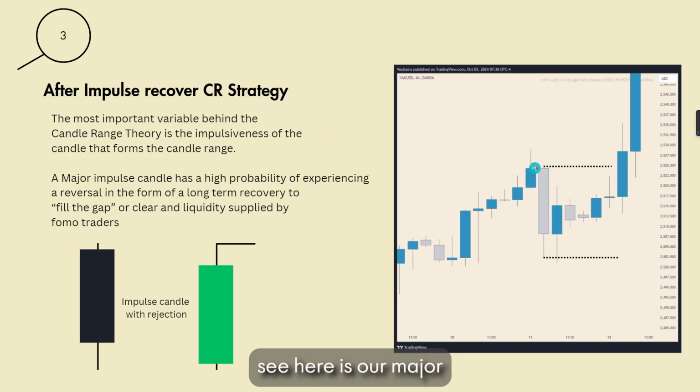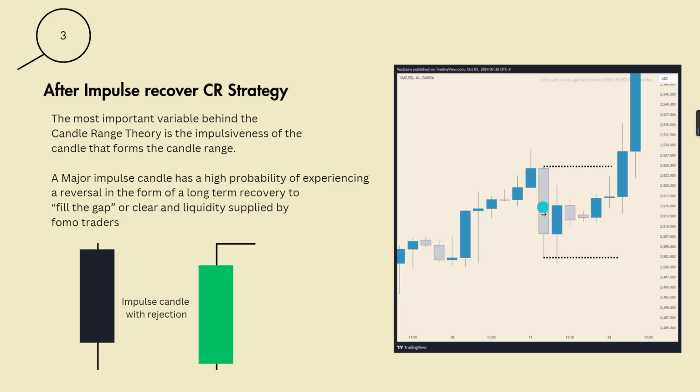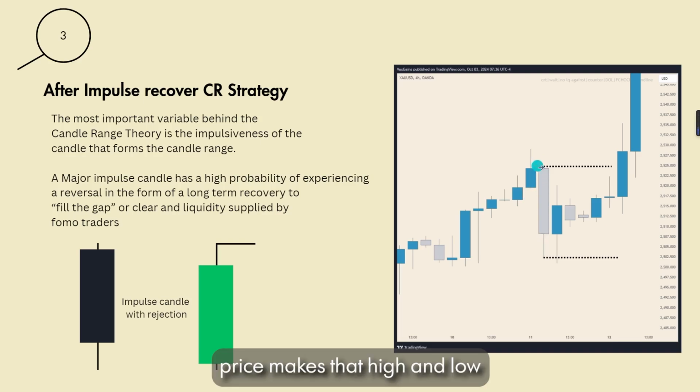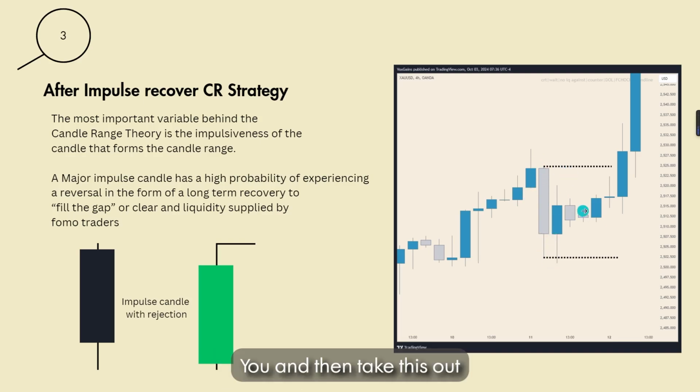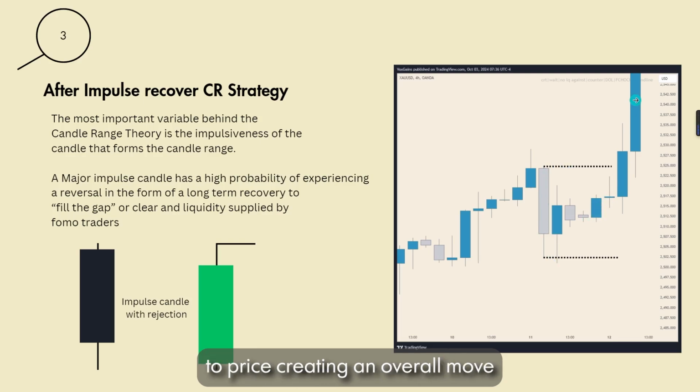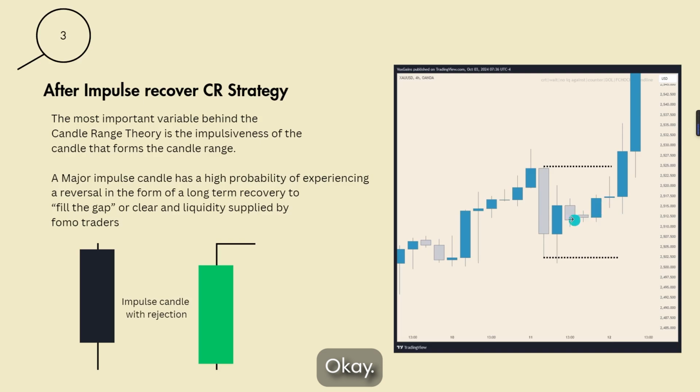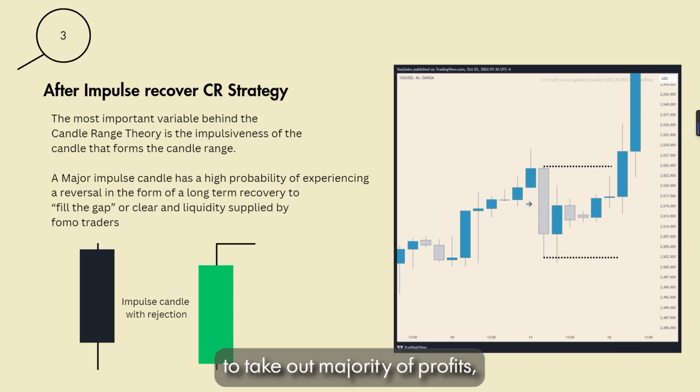So in this example, you see here is our major, and usually this is based off of your 9 AM candle, since the 9 AM candle usually has the most volatility. As you can see, price makes that high and low point, price sweeps it, and then takes this time to actually reverse back up. However, this usually leads to price creating an overall move, which we can even extend higher. The second point is you should also look to take out the majority of profits, at least at the equilibrium of this candle range.